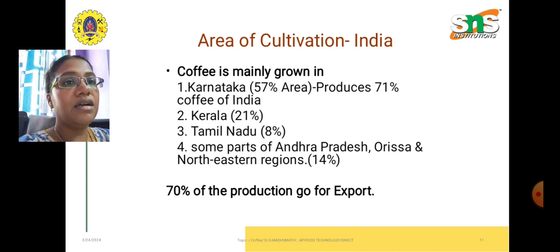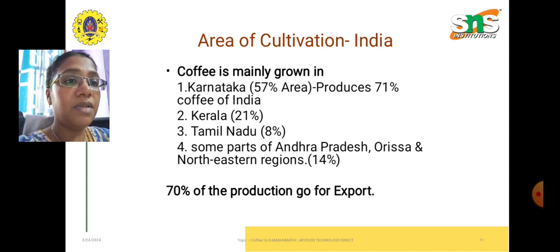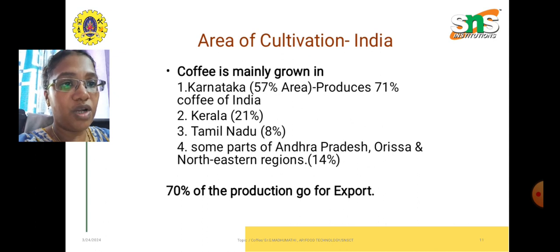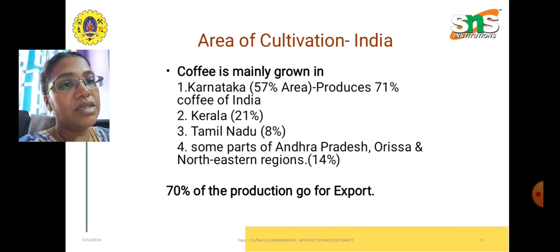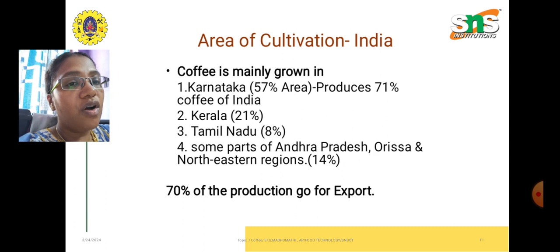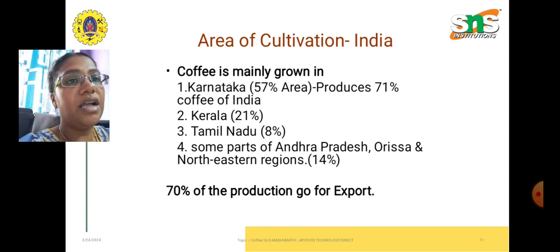Kerala mainly contributes around 21% in area, Tamil Nadu only 8%. Some other parts of Andhra, Orissa, and northeastern regions contribute nearly 14%. So we get a maximum of 70% of production from India alone.